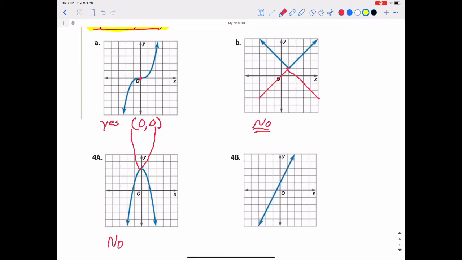And 4B is a line. Now lines can be a little tricky because you might think that it may or may not have point symmetry. It does have point symmetry. If you take a line and spin it around, think back to elementary school when you would spin a ruler around on a pencil. The line will look exactly the same if you spin it around 180 degrees. So yes, this does have point symmetry.